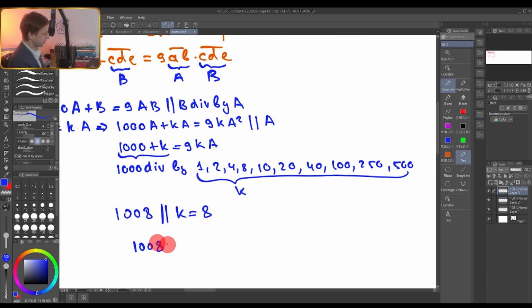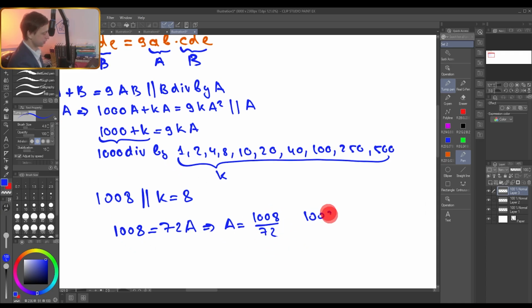1008 equals 9 times 8, 72A. What would be the value of A? In this case, A equals 1008 divided by 72. Let's quickly divide it. 1008 by 72 equals 14. So A equals 14.